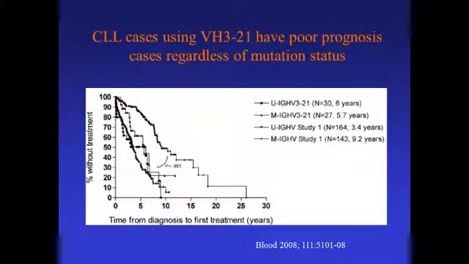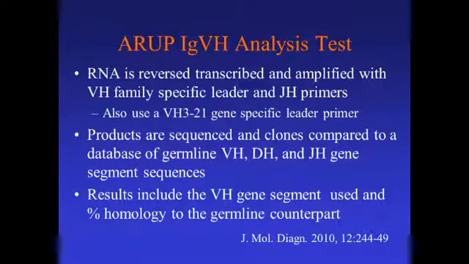The other exception to the rule between mutation and non-mutation is that cases that express this V3-21 gene have a bad prognosis regardless of whether it's mutated or not mutated. All right, so we're one of the few labs that has this immunoglobulin gene analysis test, and I just sort of highlighted how it works here. Make RNA, and then amplify up the heavy chain genes using VH family specific and JH leader primers. We also have, importantly, a primer that recognizes this V3-21 gene, because that one has a bad prognosis regardless of whether it's mutated or not mutated.